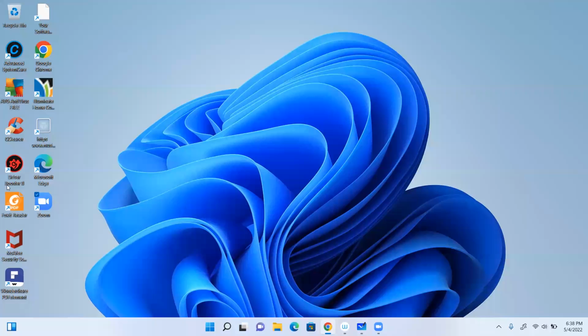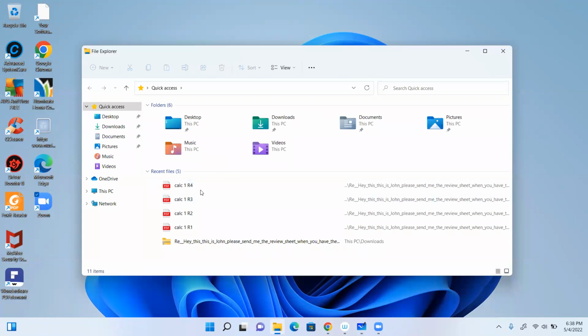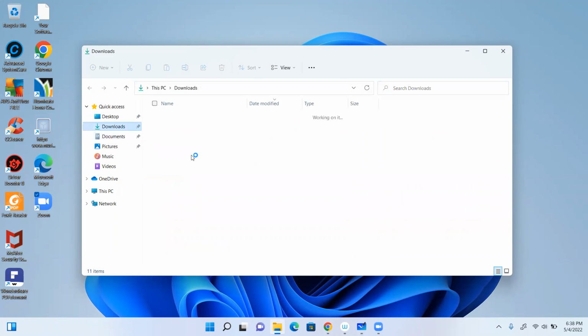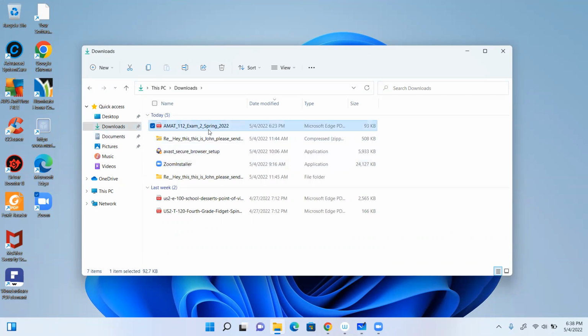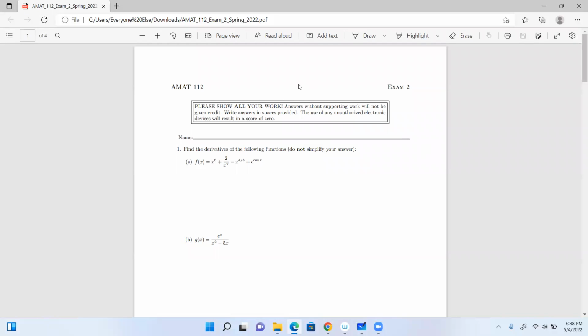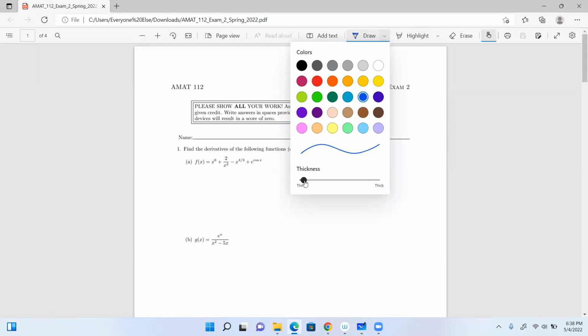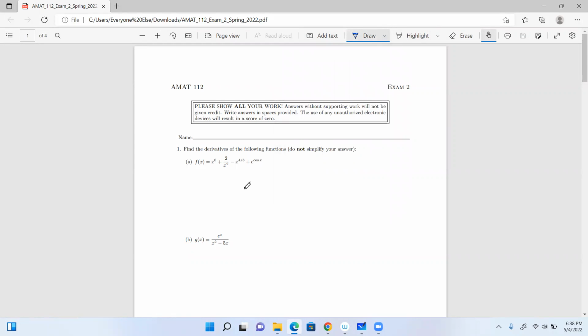Actually, let me see if I can do something better. I was going to write in the whiteboard, but why not just write on the actual exam? Okay, so hopefully I don't run out of room when I'm doing this. This works fine. All right, let's see.